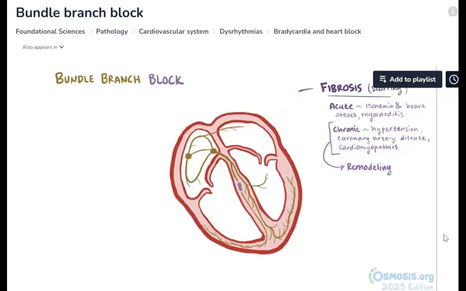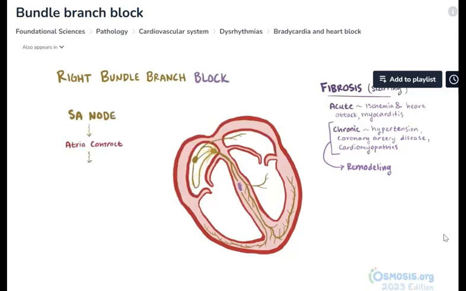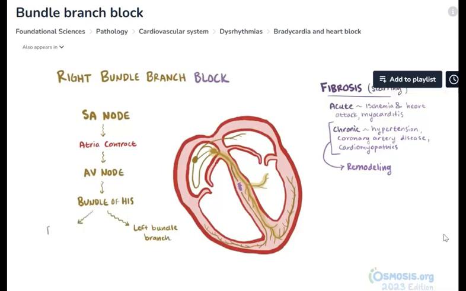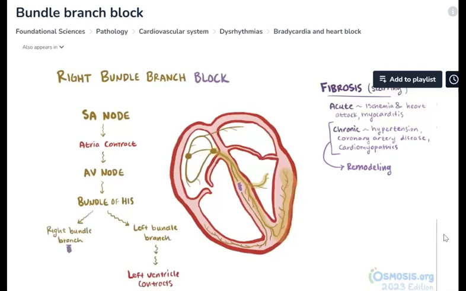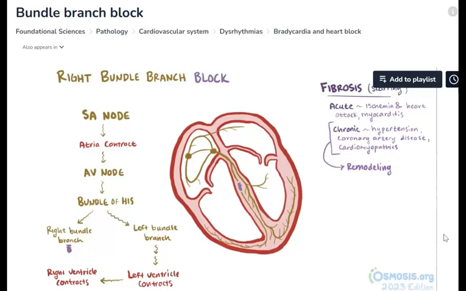So if the block happens on the right side, it's referred to as a right bundle branch block. With this type, the electrical signal starts in the SA node, contracts the atria, moves through the AV node, splits at the bundle of His, and then moves down the left bundle branch, but it's blocked on the right bundle branch. And so the left ventricle contracts first. The signal then spreads from the Purkinje fibers of the left ventricle over to the right ventricle, which contracts, but this happens after the left contracts. So with the right bundle branch block, the right ventricle contracts late.